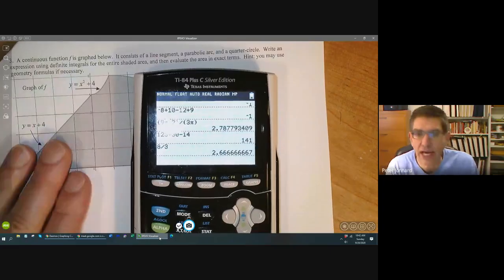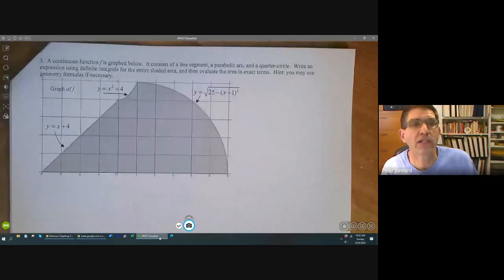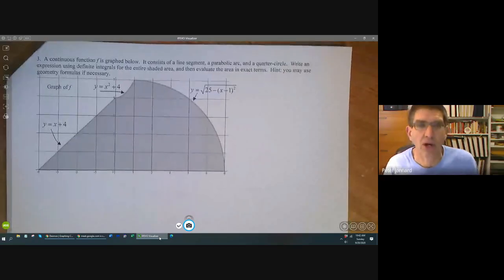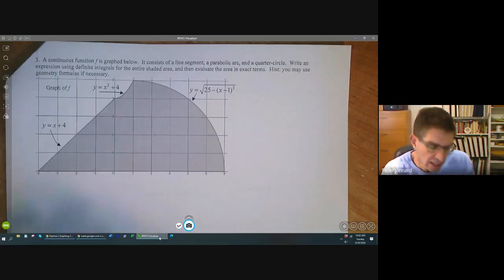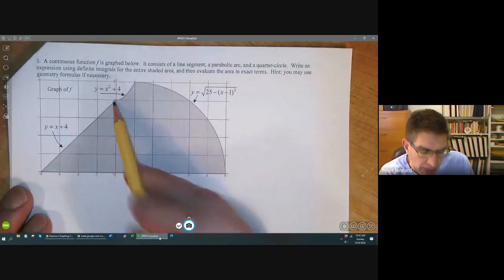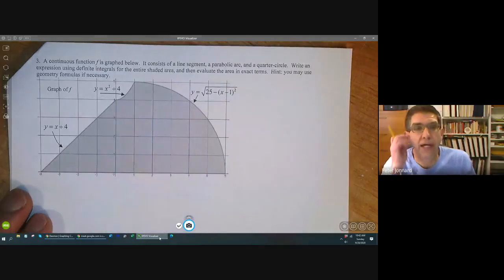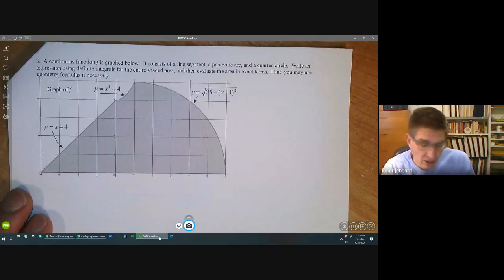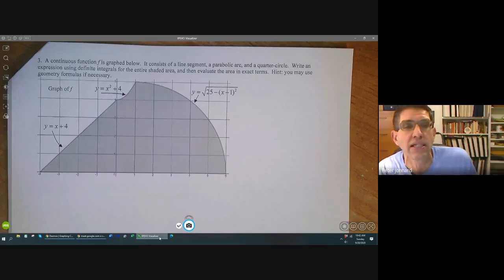And so we're going to use that on this next piece here, okay? So here we have a continuous function f graphed below, and this is a very common BC Calc test question you guys can expect to see. It consists of a line segment, a parabolic arc, and a quarter circle. And they've given you these equations. I'm giving you these equations here. Generally, they won't do that on the test itself.